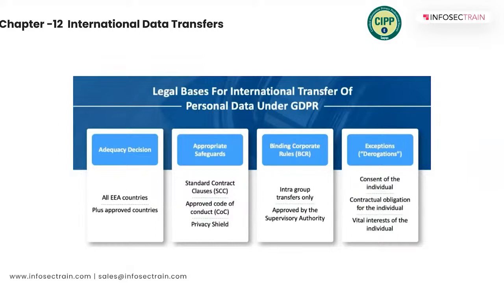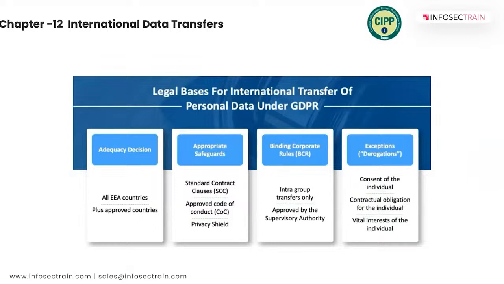Finally, we have exemptions or derogations. Exemptions should always be narrowly interpreted. For example, you can do an international data transfer based on consent of an individual. So if a data subject gives an explicit consent, you can do an international data transfer.